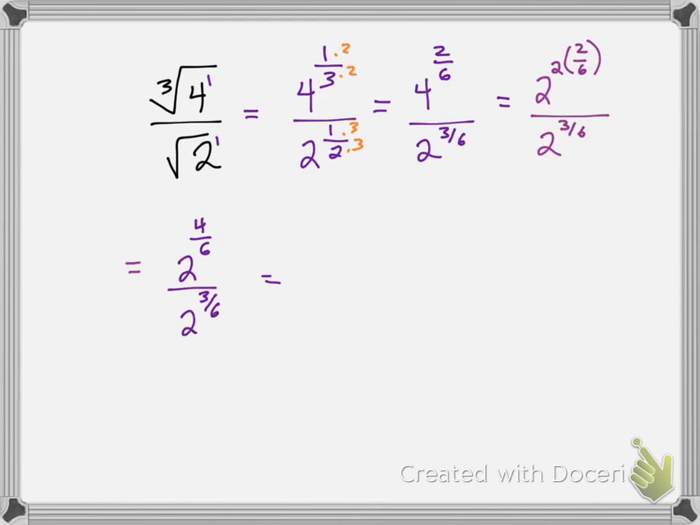So from here, all I have to do is apply the division rule. If they have the same base, the base is 2, all I have to do is subtract the exponents. 4/6 minus 3/6 is 1/6.